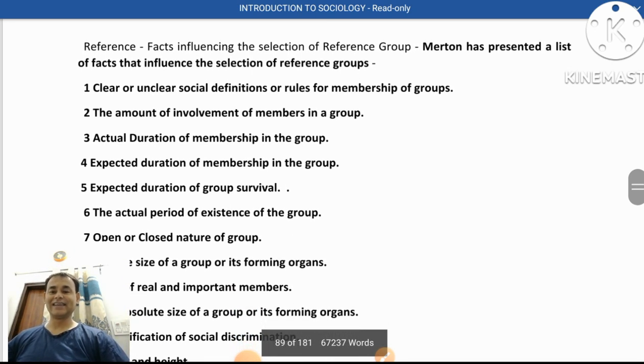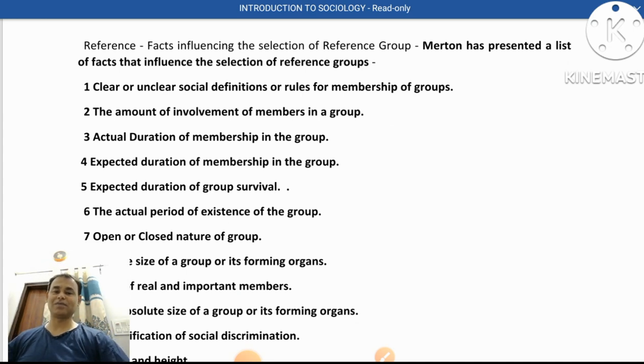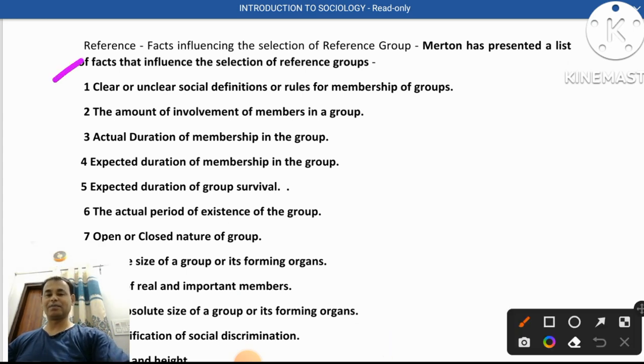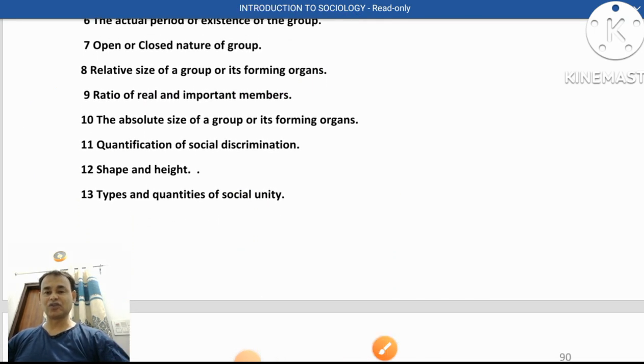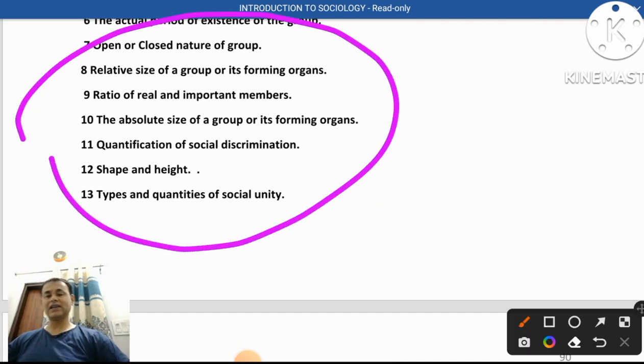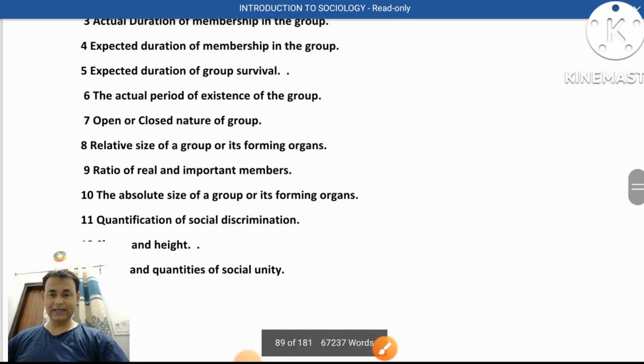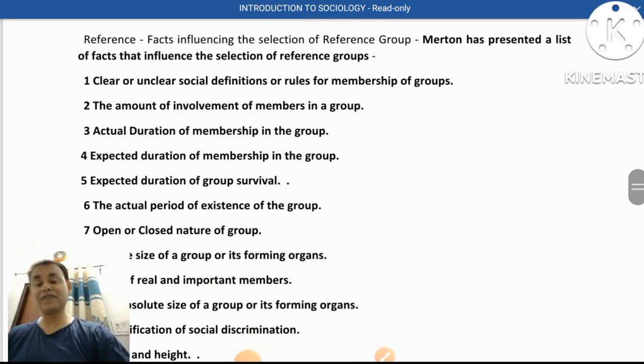We must understand it. Clear or unclear social definition or rules for membership of the group, the amount of involvement of members in a group, actual duration of membership in the group, expected duration of membership in the group, expected duration of group survival, the actual period of existence of the group, open or closed nature of the group, relative size of a group, its forming organs, ratio of real and important members, the absolute size of the group, the quantification of social discrimination, shape and height, types and quantities of social unity. These are the factors we should think about. You can write your answer this way.